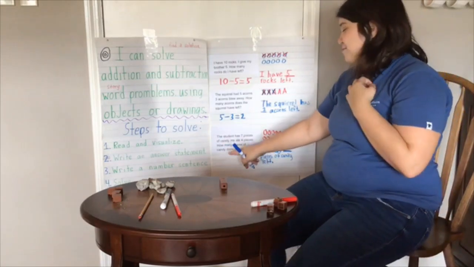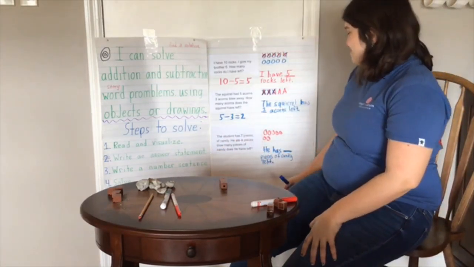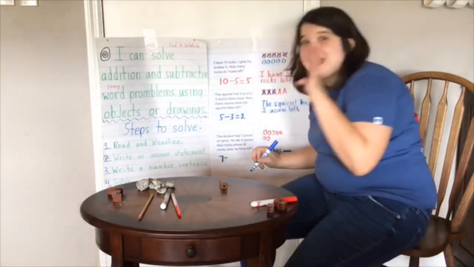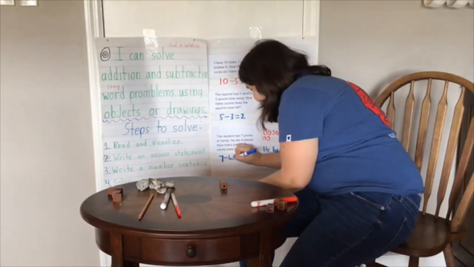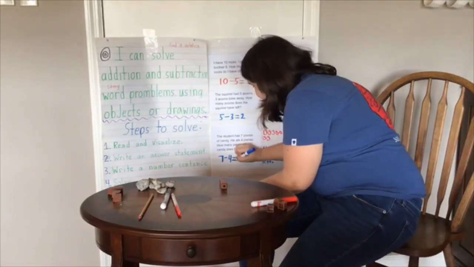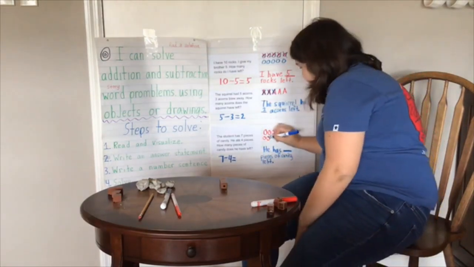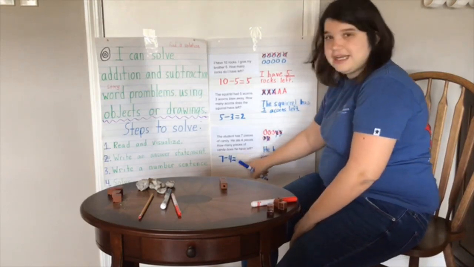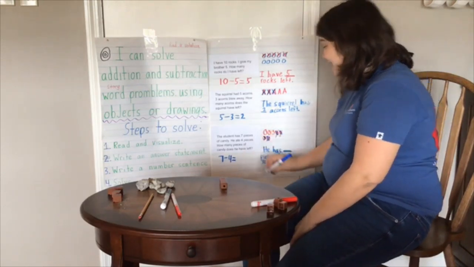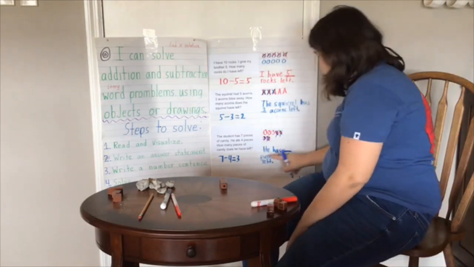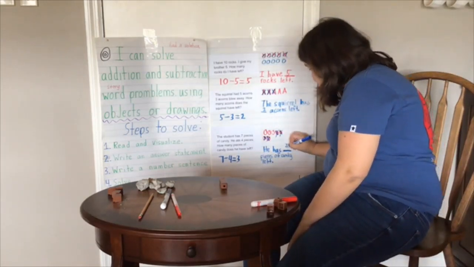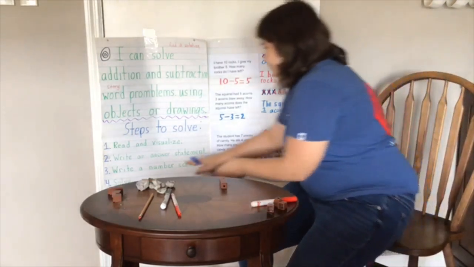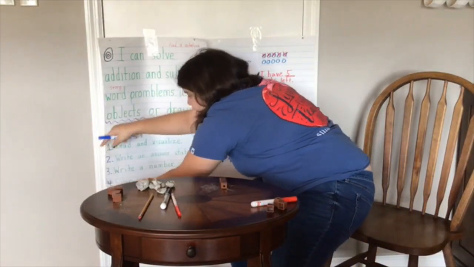Okay, and then I'm gonna write my numbers in it. So he had 7, and then 4 were eaten. Equals how many he had left. So 7 and 4 he ate. And how many did he have left? He had 3 left. He has 3 pieces of candy left. So now we wrote our numbers in it and we stopped.